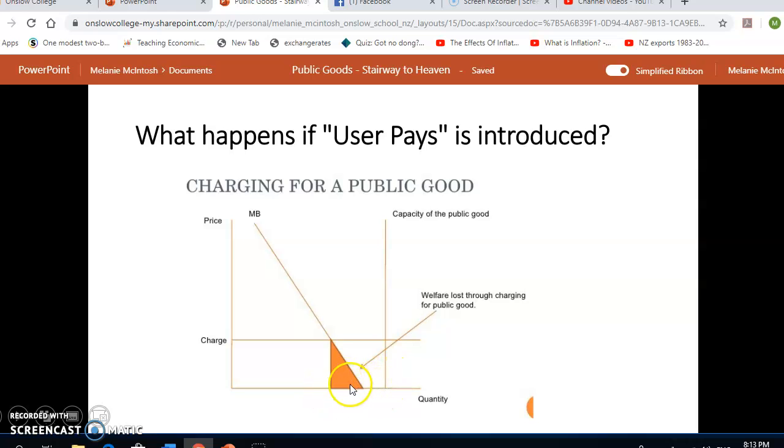I feel like we should have some labels here. In fact, maybe I'll go back and add them. QS here, and let's call this Q1. You can draw your own model and put it in there. So here's QS, full usage, MB equals MC, allocative efficiency. But as soon as you put a charge on it, you're going to discourage people from using it. You're going to get less usage, and so there is lost welfare, or lost benefit to society, because you're now charging for it, less people will use it, and it won't be used to its maximum. So you'd be going from QS to Q1, and therefore you'd have a deadweight loss.